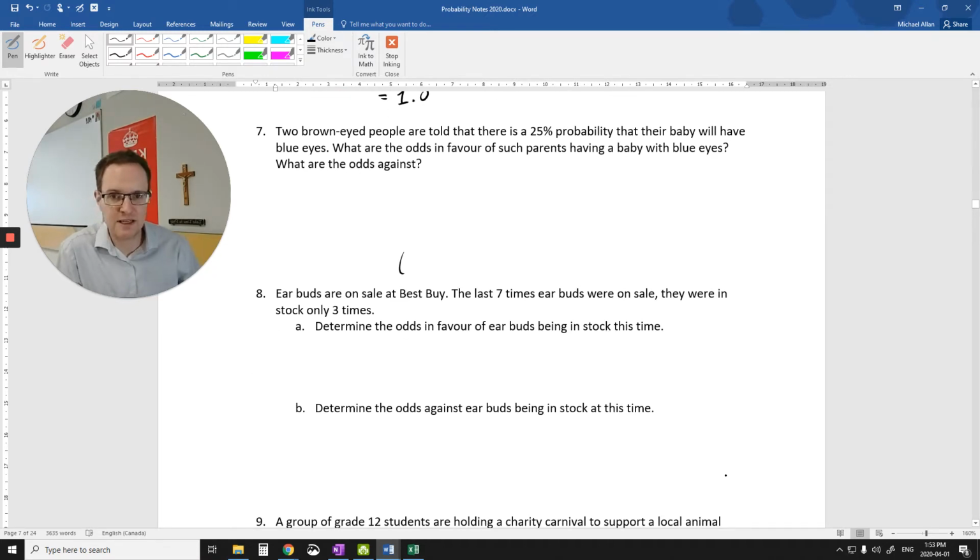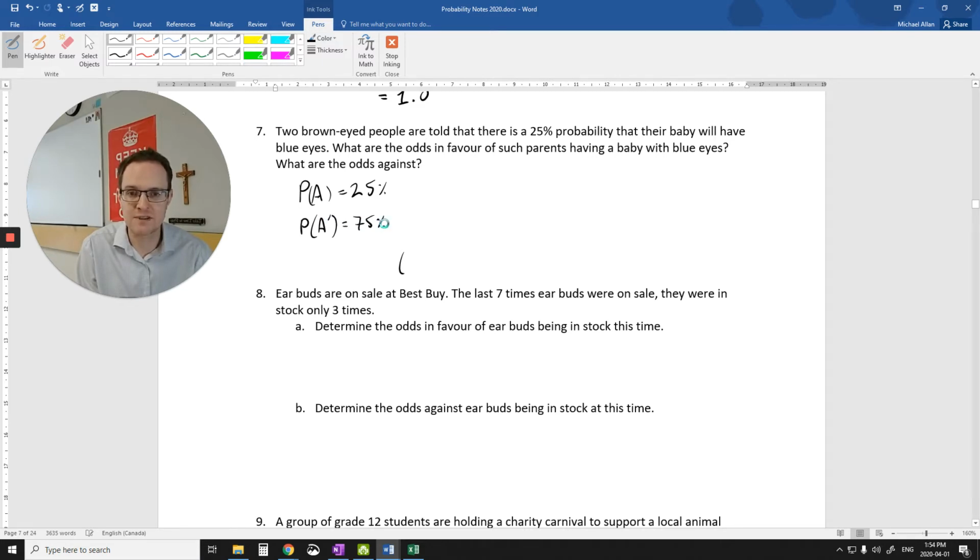For the next one here, I want to know the odds in favor of having a baby with blue eyes, and the odds against. So you can use the same logic that we had up there. Two brown-eyed people are told that there's a 25% chance they'll have blue eyes. So that's the chance of it happening. The chance of it not happening is going to be 75%, because these have to add up to 100%.